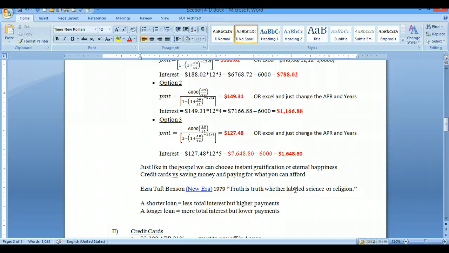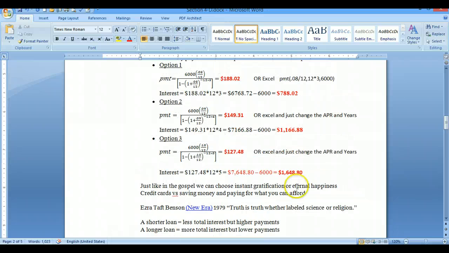You can choose an instant gratification, which would be a smaller loan or a smaller monthly payment, but in the end, you pay more. So, versus credit cards versus saving money and paying what you can afford versus ending up having to pay more in the end.